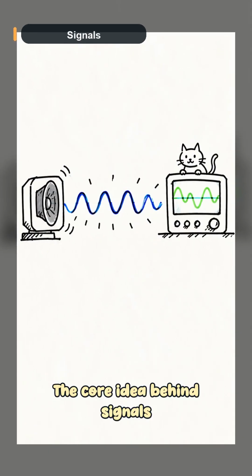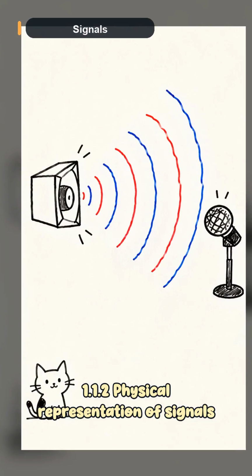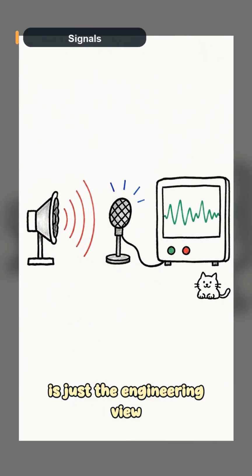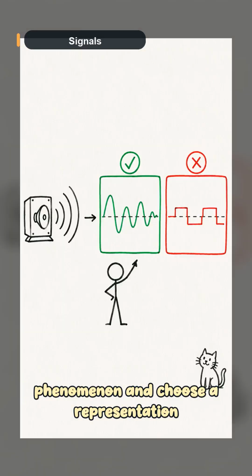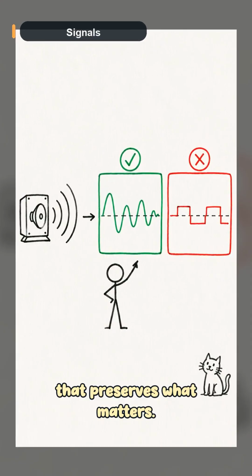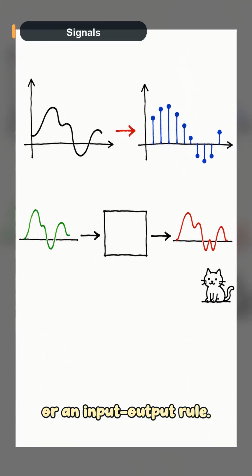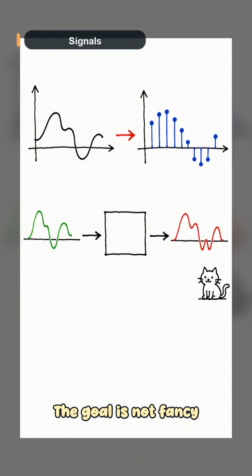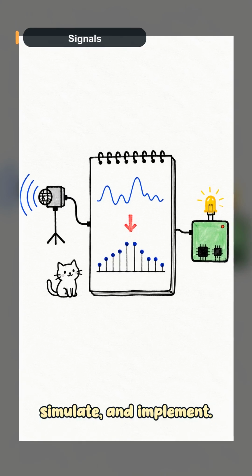The core idea behind signals is simpler than it first sounds. Physical representation of signals is just the engineering view that makes the concept usable. You start with a real phenomenon and choose a representation that preserves what matters. That might mean amplitude over time, a sequence of samples, or an input-output rule. The goal is not fancy notation. The goal is a model you can analyze, simulate, and implement.